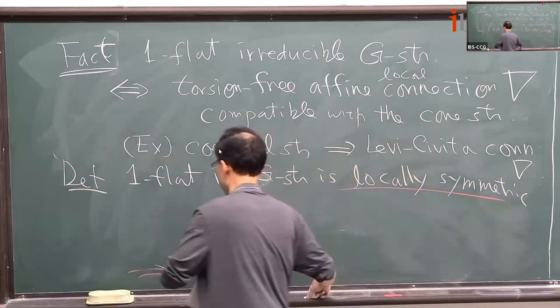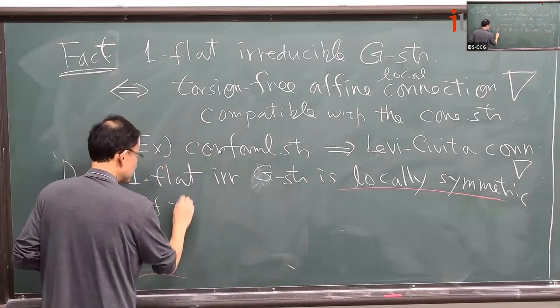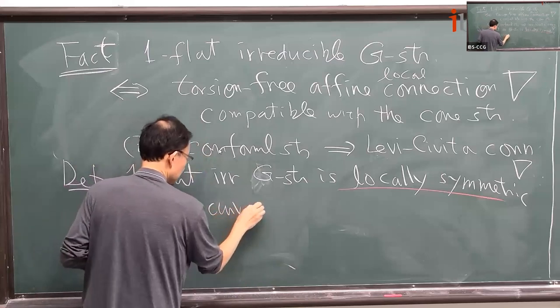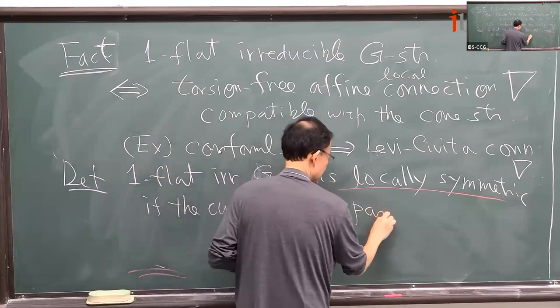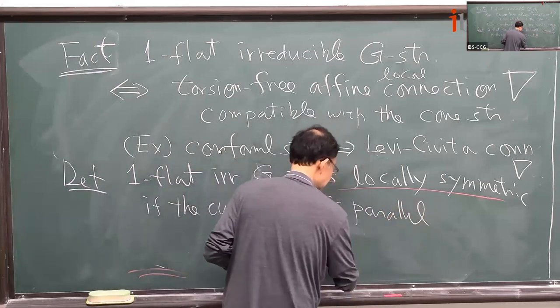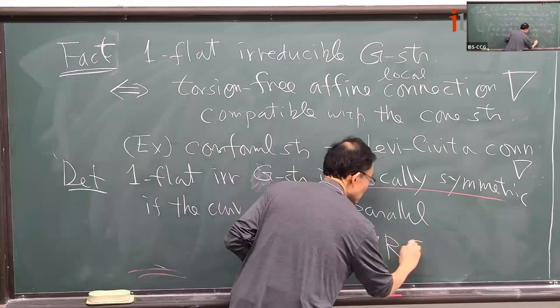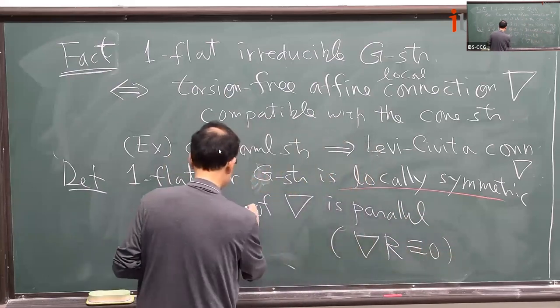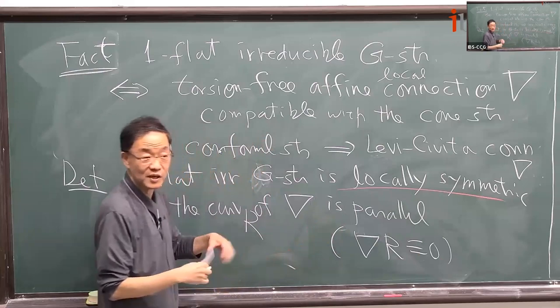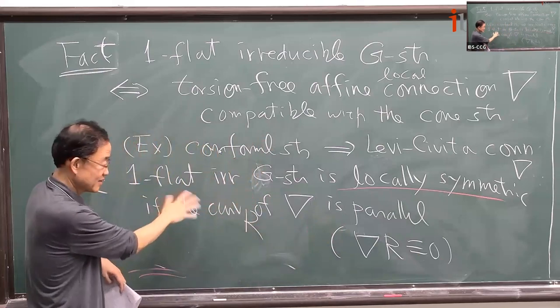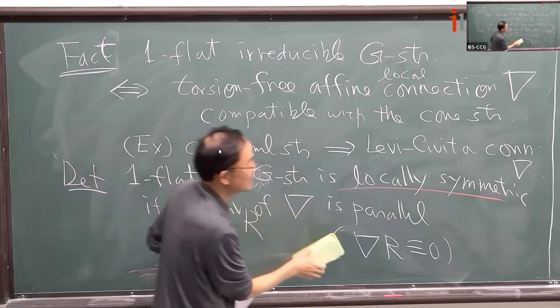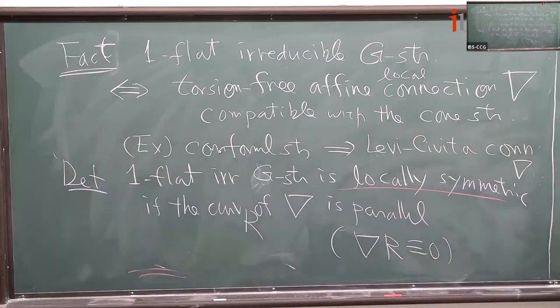if the curvature of this connection is parallel, which means that its covariant derivative of the curvature is zero. It's a differential geometry notion. If you are not familiar with this notion in differential geometry, just see the next statement and admit it, then you can follow.